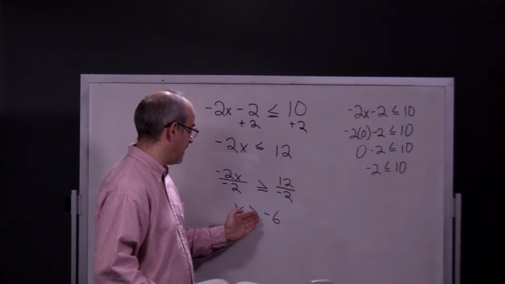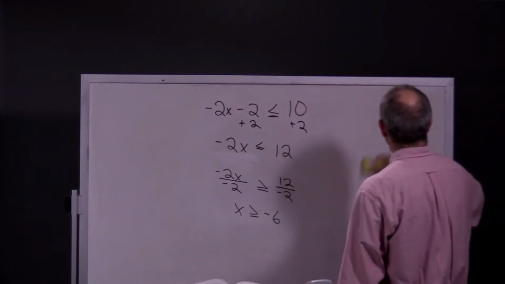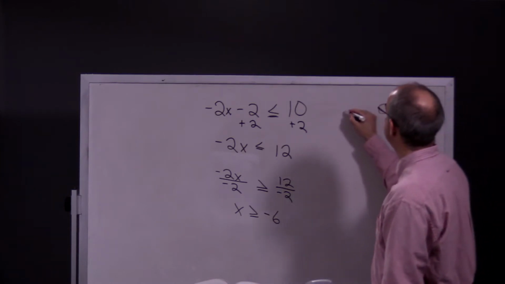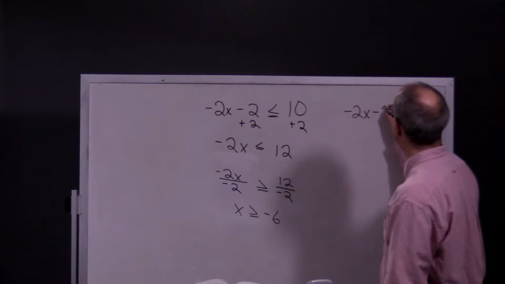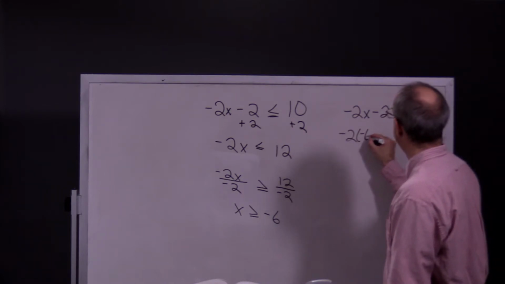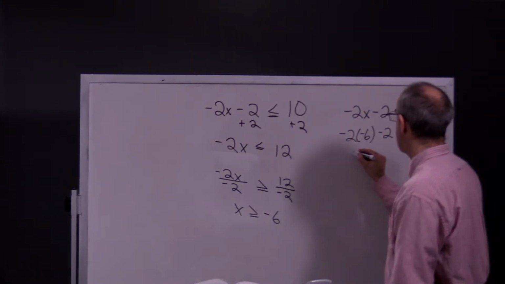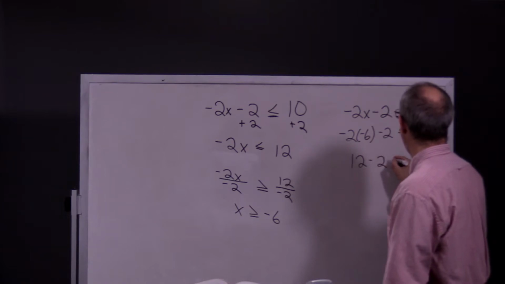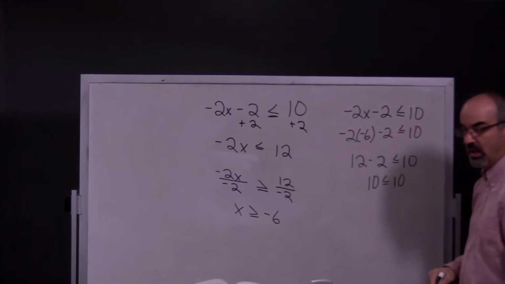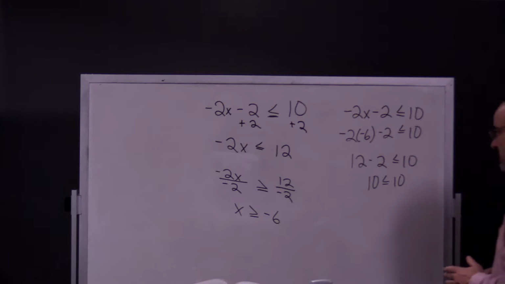Since this is greater than or equal to -6, that means -6 should also work. Let's see if it does. So -2 times -6 is positive 12. You get 10 is less than or equal to 10. That's true, because 10 is equal to 10. It's not less than 10, but it is equal to 10.